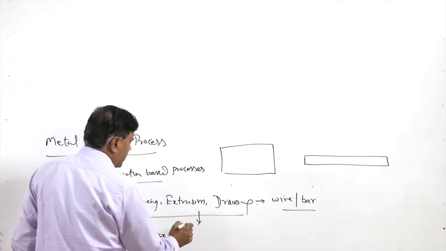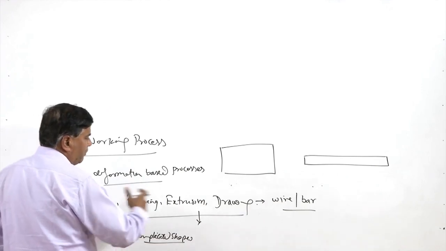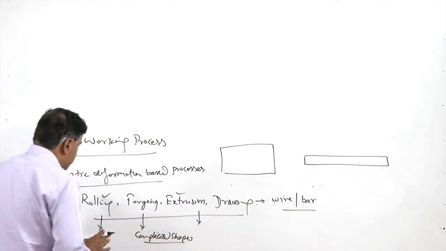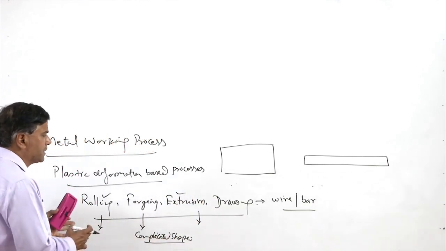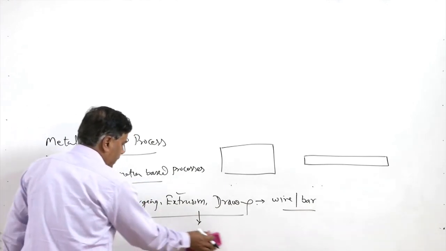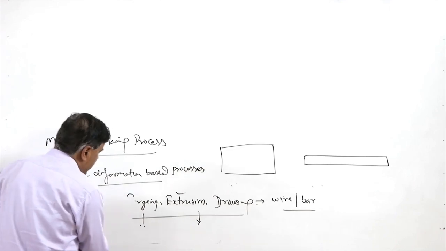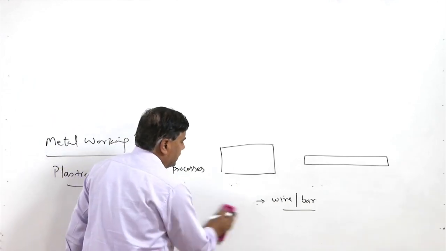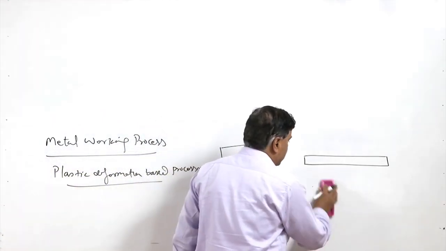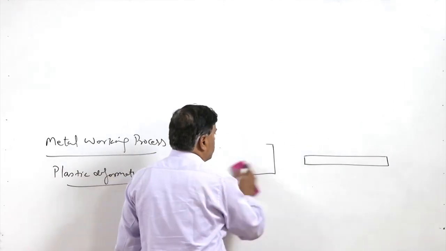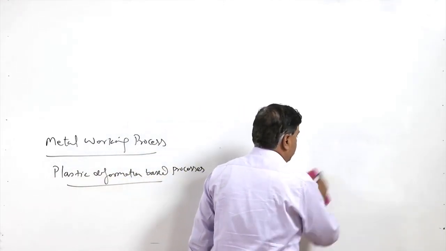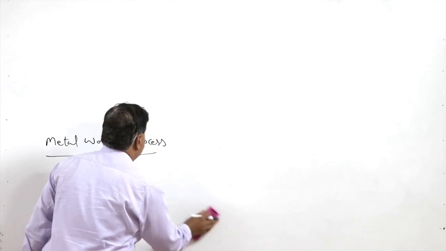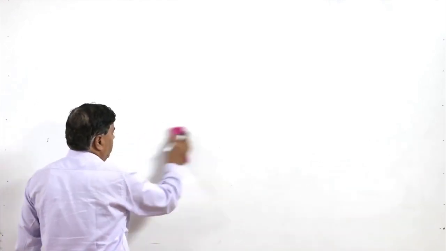For components of uniform cross section along the length, both rolling and extrusion based processes are used. Rolling is used primarily for simpler shapes as compared to extrusion. As I said, plastic deformation is needed in these processes in order to achieve the desired size and shape. So, the factors which affect the plastic deformation will eventually affect the efficiency of the processes.